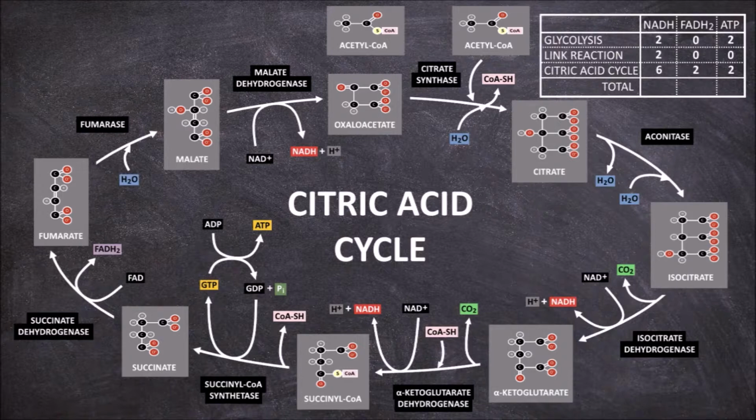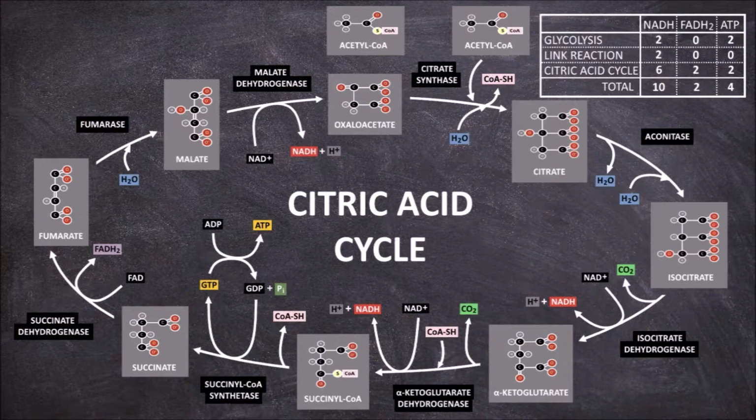This doubles our net total for the citric acid cycle, giving us a final net total of 6 NADH, 2 FADH2, and 2 ATP. This takes our net total for 1 molecule of glucose to a total of 10 NADH, 2 FADH2, and 4 ATP at the end of glycolysis, the link reaction, and the citric acid cycle.